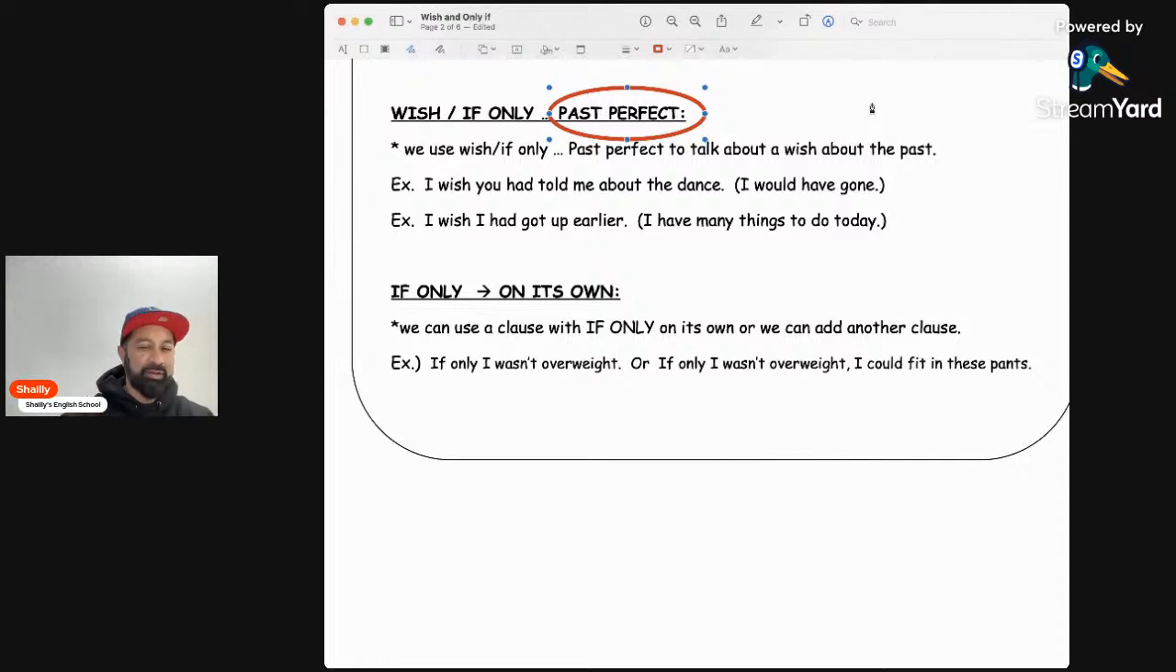It's kind of like a regret. And if you're wondering, what does past perfect mean? Past perfect is had plus the past participle. Had plus the past participle. All right, so you're going to be using had and then the third position, the past participle. But before we get into that, we've got some more example sentences here.